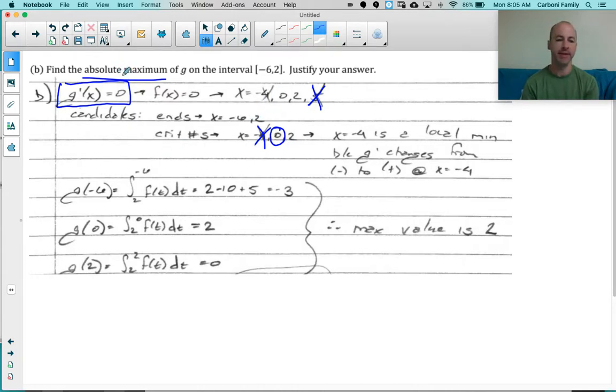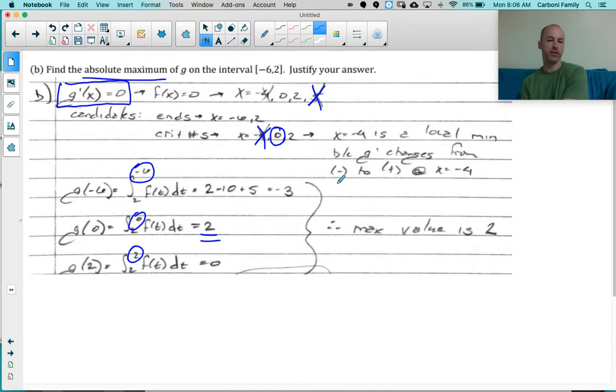And then to find the absolute maximum, I need to find the value of g at each of those places, which goes back to plugging into the integral where they defined g of x at the beginning. And by measuring areas, you compare those values, and the maximum value, when it says find the absolute maximum, they want the actual y coordinate. So the max value is 2. If they want the x coordinate, the question will say explicitly, at what x does the maximum occur?